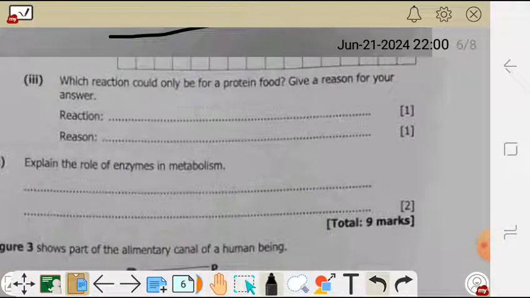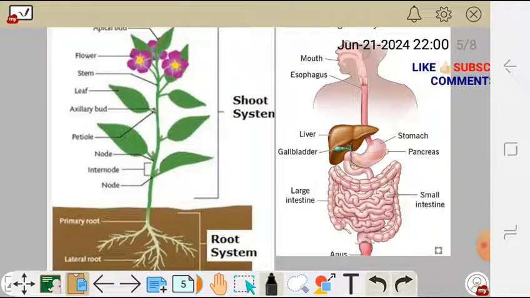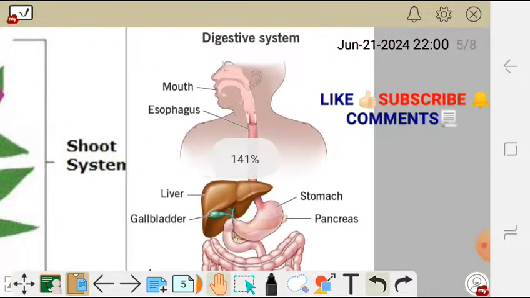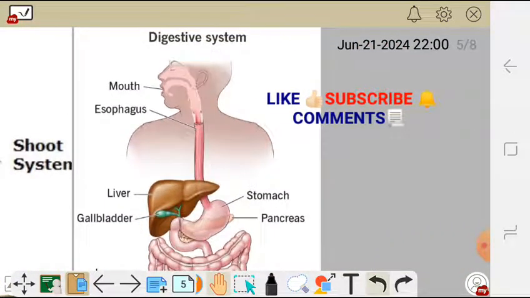Question 3. Which reaction could only be for protein food? Give a reason for your answer. So here, for you to answer that question, you must know where digestion of proteins takes place. In the digestive system, we know that digestion starts from the mouth, where we have chemical and physical digestion. Chemical digestion involves enzymes such as salivary amylase there in the mouth. It will break down starch to maltose. Then that will be incomplete.